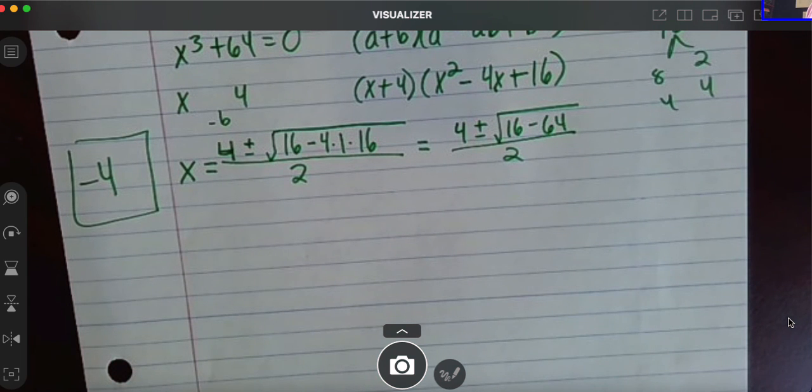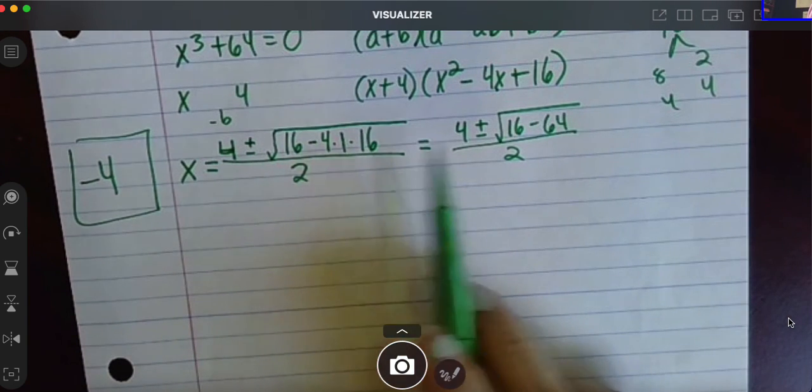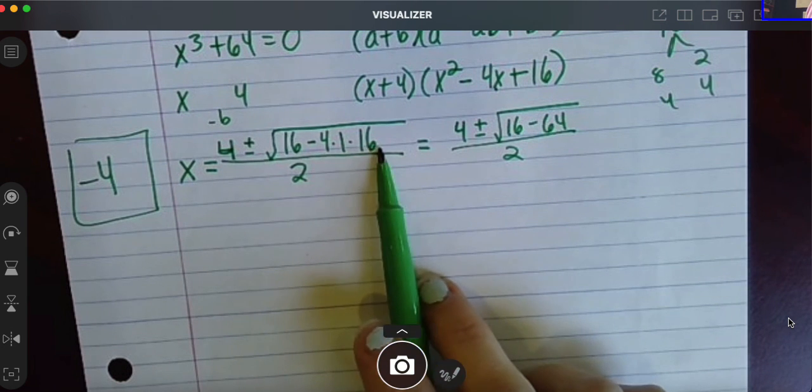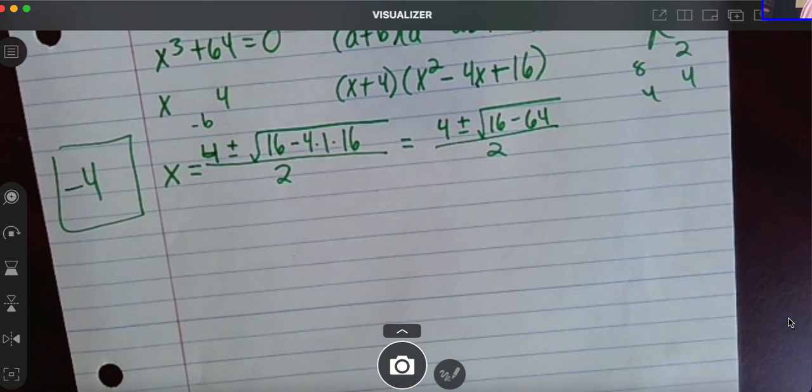You're moving a little too fast. Let me do this in my head. Did you just keep that first 16? Yeah, so 16 minus 64, which is a negative 48. I'm still just simplifying what's under the square root.